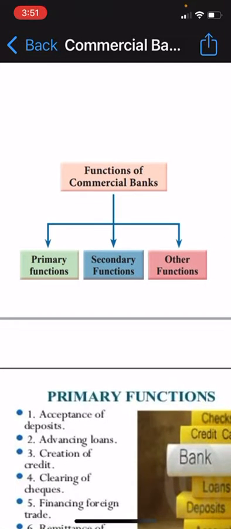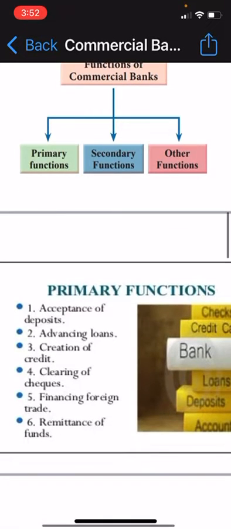So today's class is about functions of commercial bank. In the previous class, you all were made aware of what a bank is and what the qualities are that make an organization a bank. So today's class is going to be about functions of commercial bank. I'll be explaining primary functions today, and in tomorrow's class you'll be getting secondary functions and other functions. In other functions, you'll learn about developmental functions and modern functions.